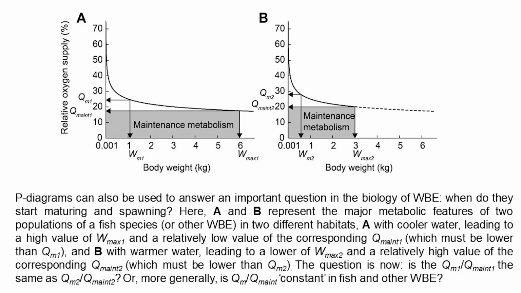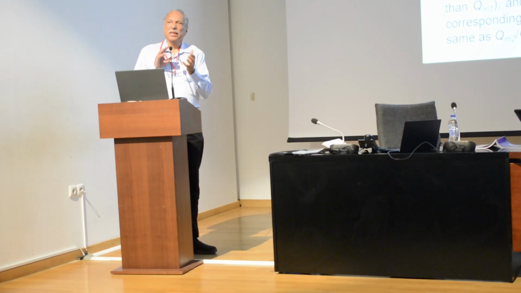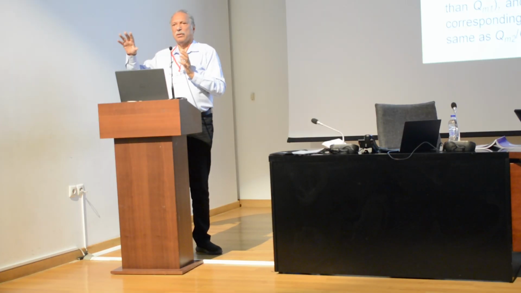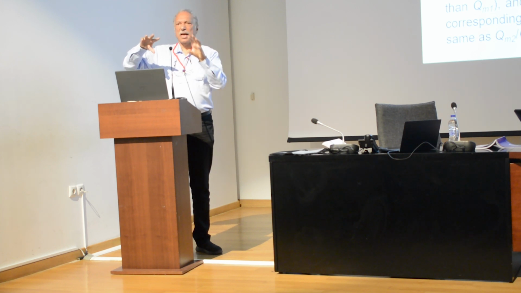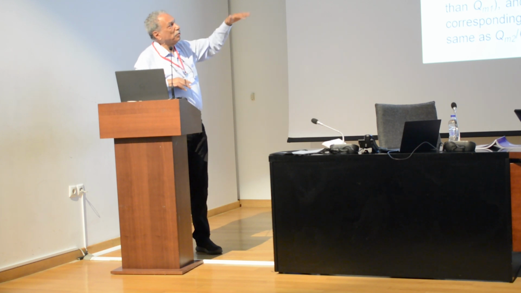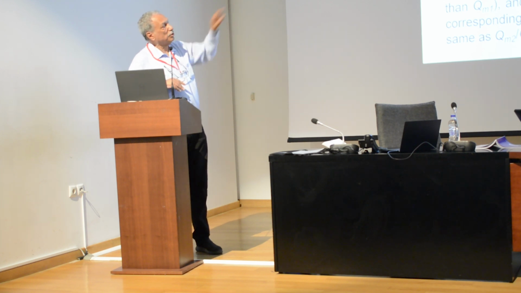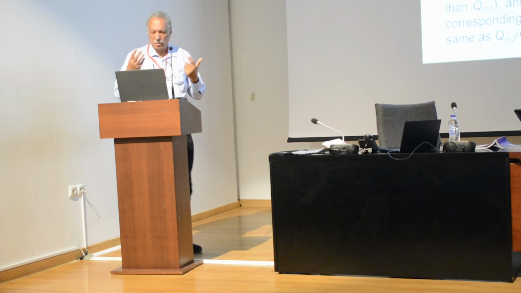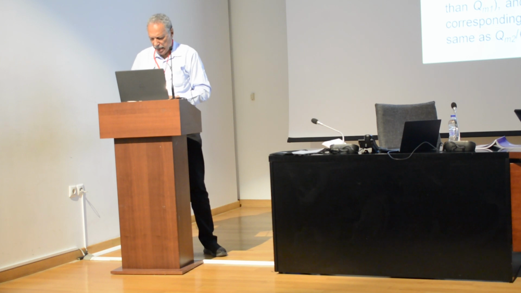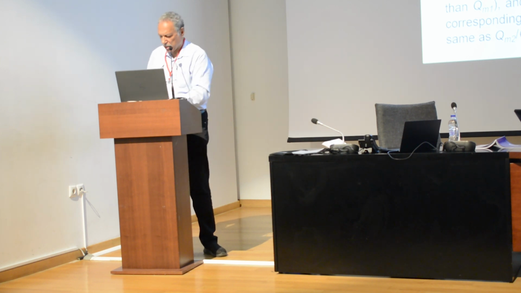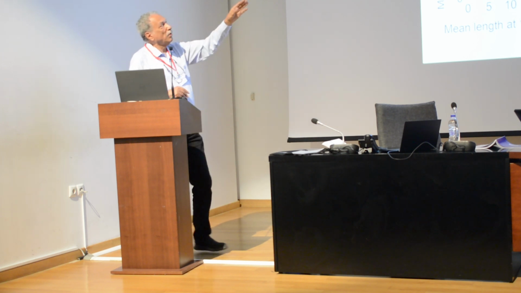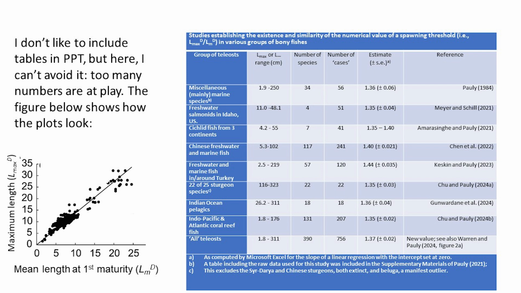So the QM2, the metabolic rate at higher temperature, the question is, is it the same fraction between Q maintenance and QM as QM1 and maintenance 1? Meaning, when the fish gets smaller than L max, is the ratio between L max and the size of first maturity the same? That was the hypothesis. In '84, I did a paper that was completely ignored, that showed this ratio to be 1.35 or 1.36, across a large number of species.